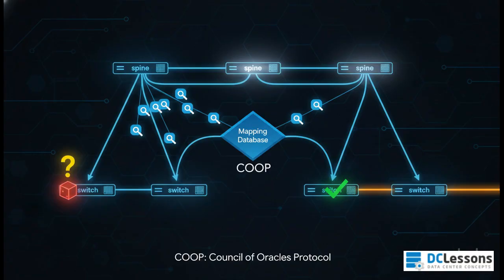The spines act as this all-knowing Council of Oracles. And I'm not kidding, that's what the protocol is called, the Council of Oracles Protocol, or COOP. The spines keep a master directory of where every single server lives in the network. So the leaf switch gets an instant answer and the data is on its way. It's super efficient and means the network never gets lost.